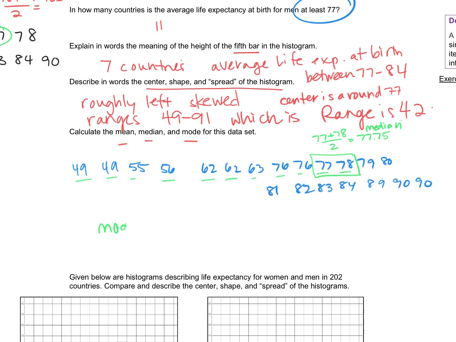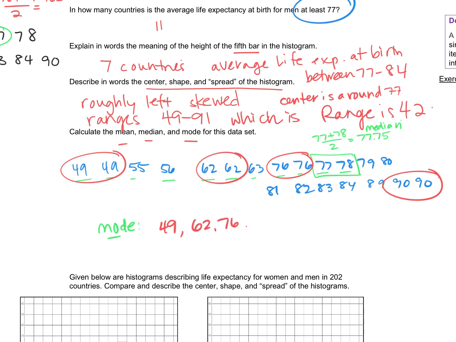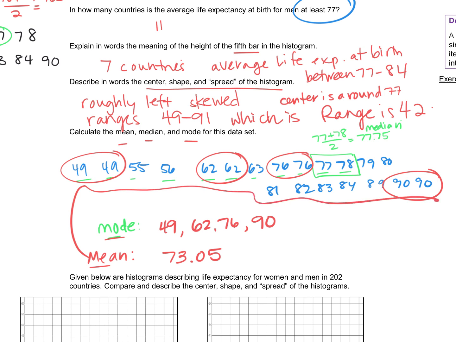And our mode, which was the number that appeared the most, we have 49 happening twice, 62, 76, and 90. So multimodal here. And then for our mean, if we add up all those data points and divide by 20, you should get 73.05. Again, that's just adding all of those data points up and then dividing by 20. I think it was like 1461 divided by 20. It should make you have that.